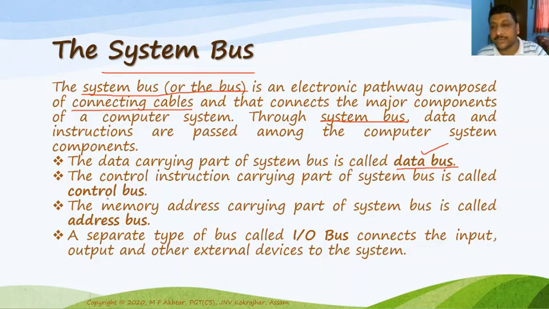Then next is the control bus. Carrying control instructions from one part of the system to another part of the system is known as the control bus. The memory address carrying part of the system bus is called the address bus. A separate type of bus called the input-output bus connects the input, output and other external devices to the system. So there are four different types of buses: data bus, control bus, address bus and input-output bus.